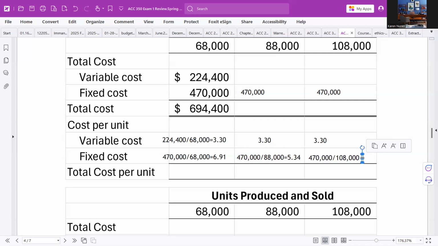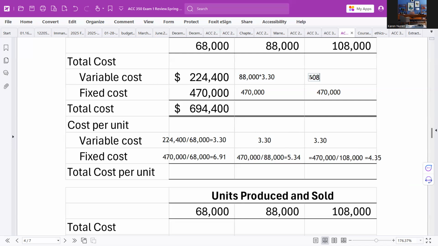And 4.35. It's pretty easy. And then of course we can add these and we'll have the total cost per unit. But we haven't finished the variable cost yet. So given that we know the variable costs are 330 per unit, all we have to do is take that volume level and multiply it times the cost, right?